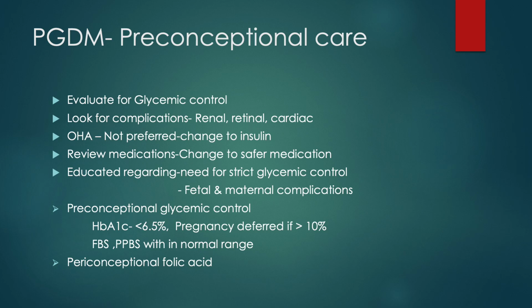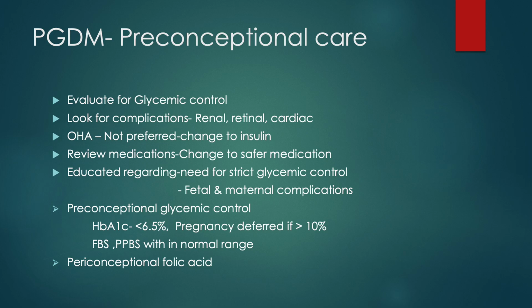Now, if the value of glycosylated hemoglobin is more than 10, it is better that the pregnancy is deferred until her glycosylated hemoglobin level comes to less than 6.5%. And the fasting and postprandial blood sugar should be within the normal range. Since these patients have high risk for neurodevelopmental defects, they should receive periconceptional folic acid.